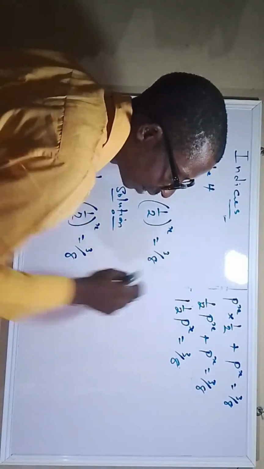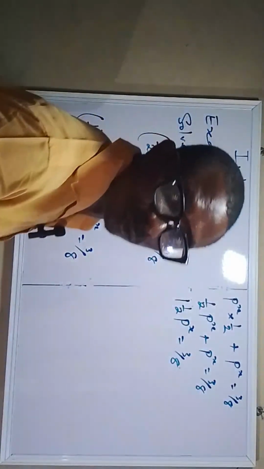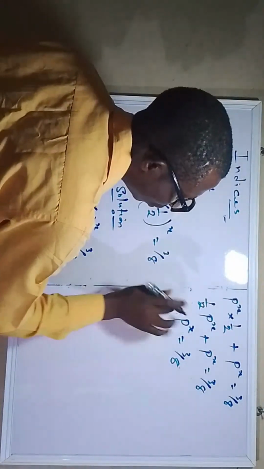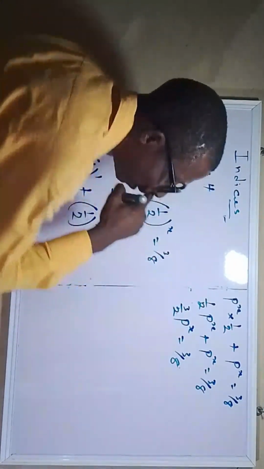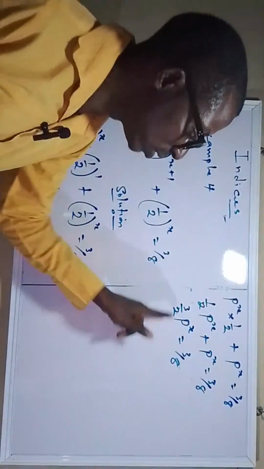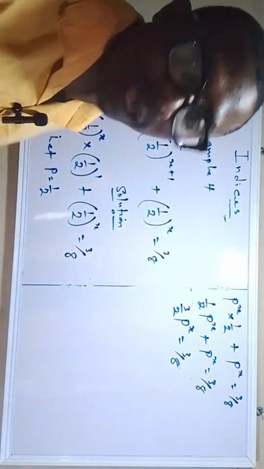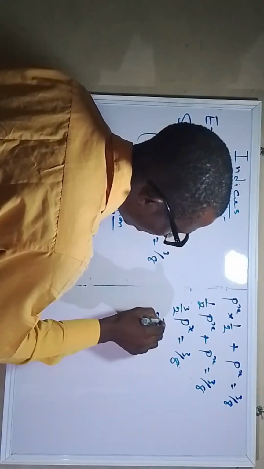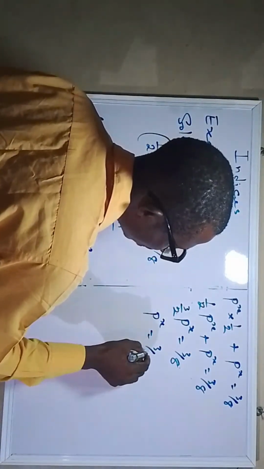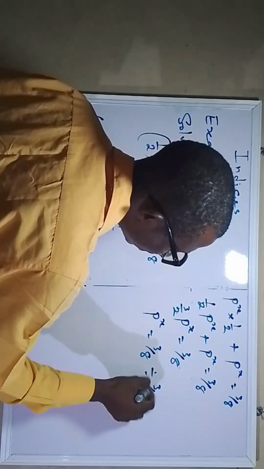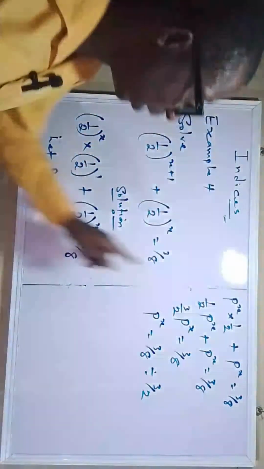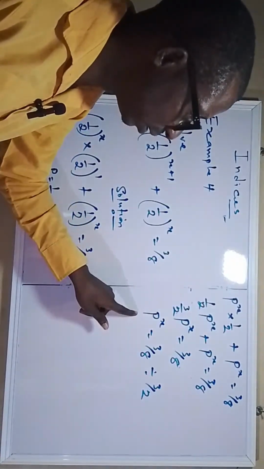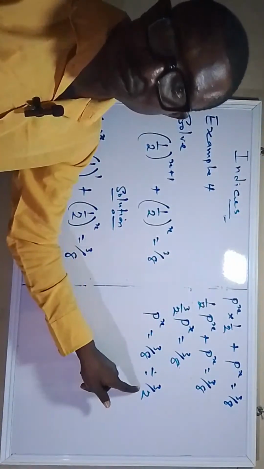So this 1 and 1/2 can be expressed as 3 over 2: 2 times 1, 2 plus 1, 3 over 2. So this can turn to 3 over 2. All right, so here you divide both sides by the coefficient of p raised to the power of x. So we have p raised to the power of x equals 3 over 8 divided by 3 over 2. So when you divide this one by 3 over 2, you have this. Divide this one by 3 over 2, so you still have it there.